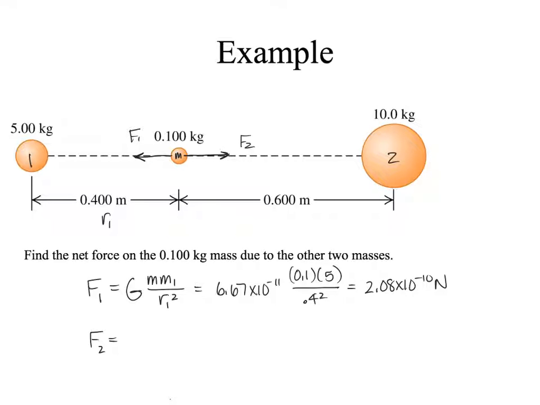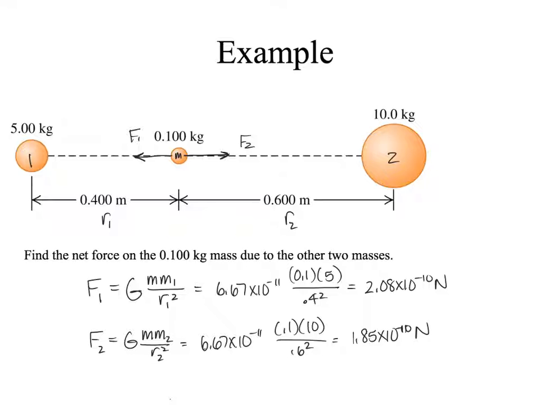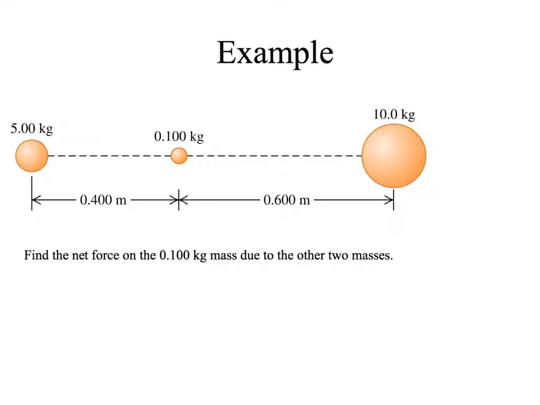Force 2 is equal to G m m2 over r2 squared. We're calling this r2. So that's 6.67 times 10 to the minus 11, 0.1 times 10 over 0.6 squared. And that turns out to be 1.85 times 10 to the minus 10 newtons. All right, so that's the magnitude of the two forces. Again, F2 is to the right, F1 is to the left.